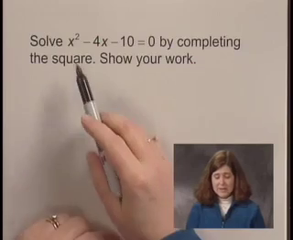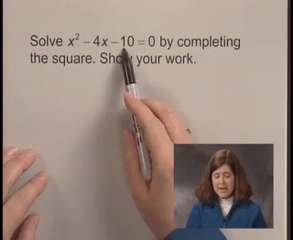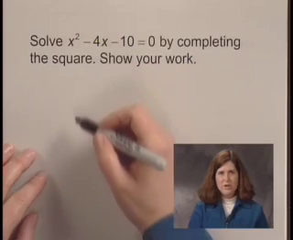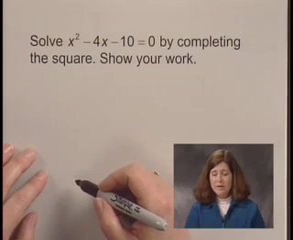We'll solve a quadratic equation by completing the square. The equation we'll solve is x squared minus 4x minus 10 equals 0. Show your work just means that we're going to show the steps that we use to solve by completing the square.